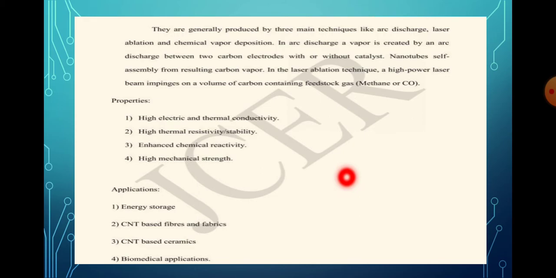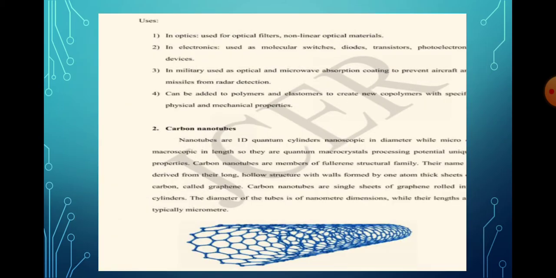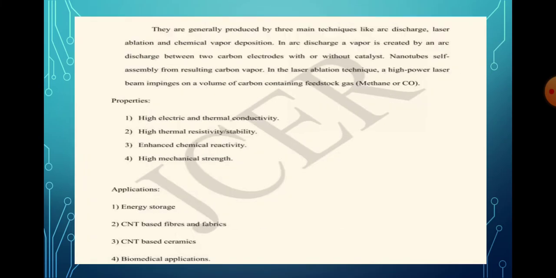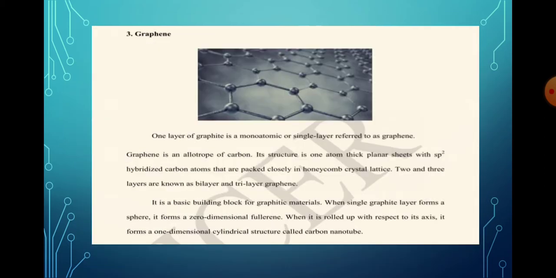And what are the properties of that? High electrical and thermal conductivity, thermal resistivity, chemical resistivity. These are the properties of carbon nanotubes. Applications: they are used in energy storage, meaning to store energy. They are also used in ceramics, fibers, and biomedical applications. These are the uses.